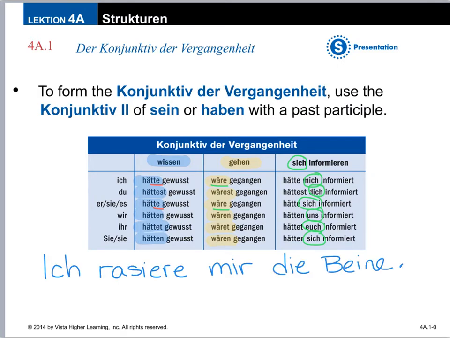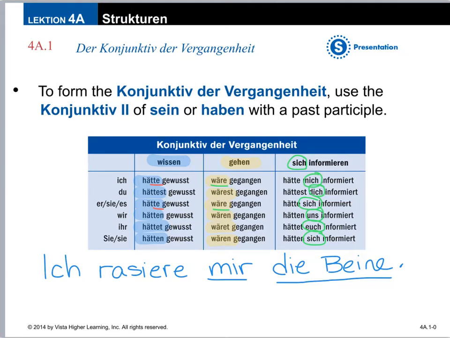Remember, for those verbs that are reflexive, the mich and the dich might change to mir or dir if the sentence you are using has something else in it to act as the direct object. So here's an example sentence using a reflexive verb. Ich rasiere mir die Beine. You might remember that from chapter 1. I shave my legs. The mich became mir because here, die Beine is acting as the direct object. So the reflexive pronoun mich becomes mir because it is now the indirect object.